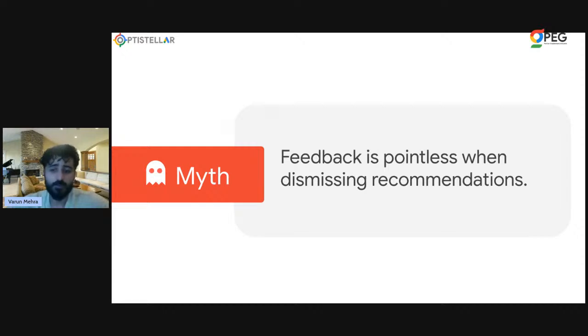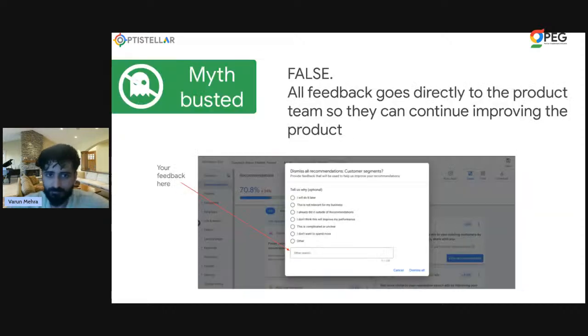Second myth: feedback is pointless when dismissing recommendations. So no, we have to understand that we are dealing with statistical models here. So all of the feedback that you share with us is super valuable for us, because it helps us train these models better, train the backend algorithms better, so that we can continue to improve on the recommendations that we are giving you on an account level.